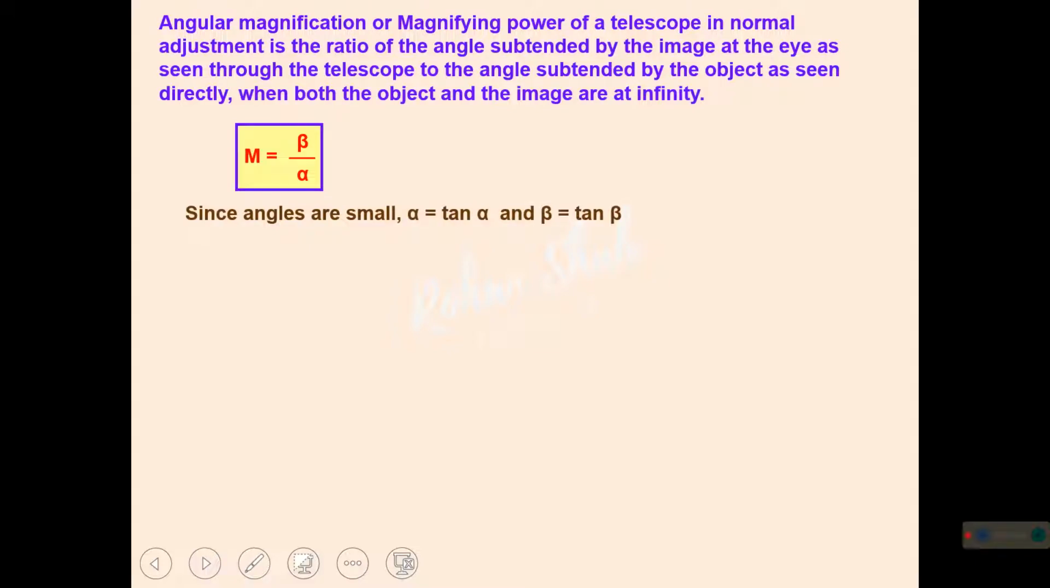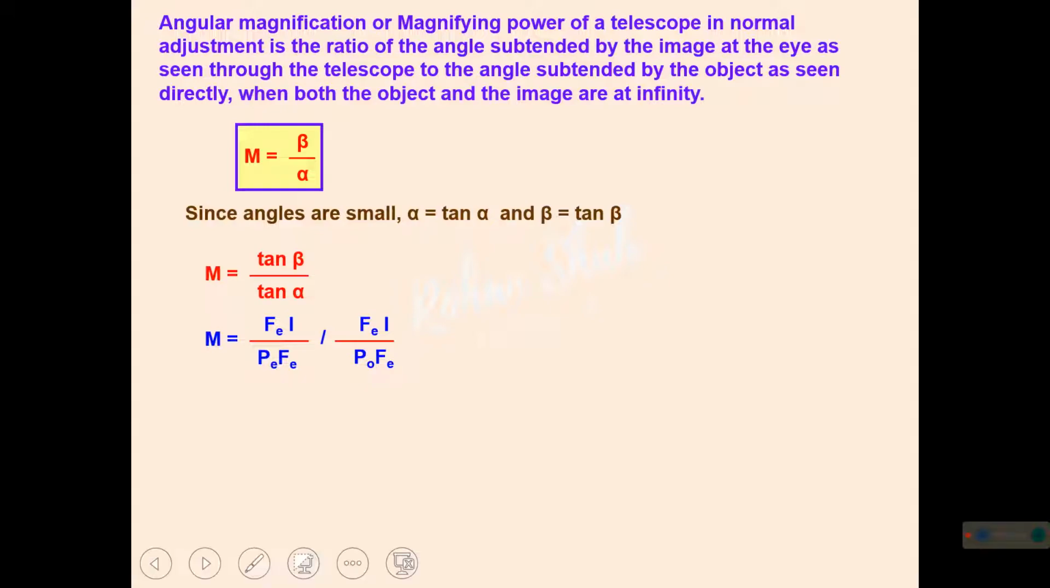Angular magnification or magnifying power of a telescope in the normal adjustment is nothing but the ratio of the angle subtended by the image at the eye as seen through the telescope to the angle subtended by the object as seen directly when both the object and the image are at infinity, right? So magnification is beta upon alpha. Magnification: alpha is tan alpha, beta is tan beta. So magnification is tan beta upon tan alpha.